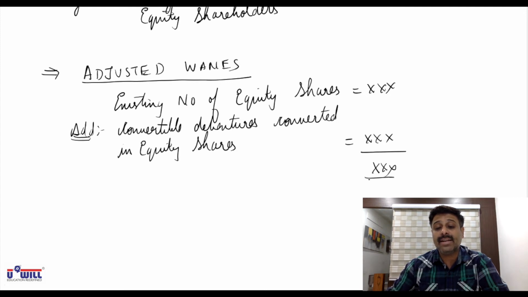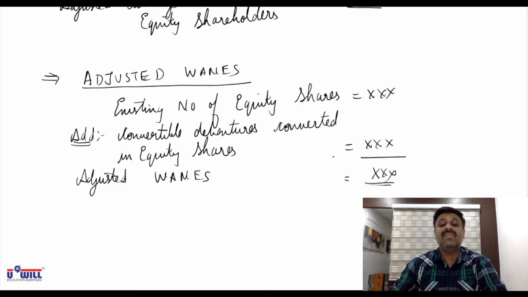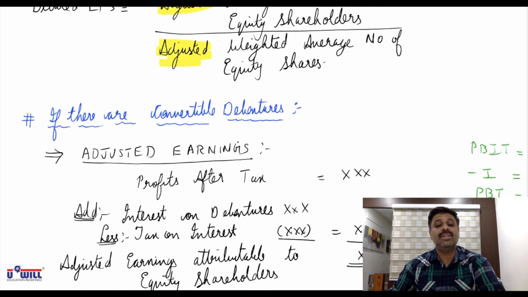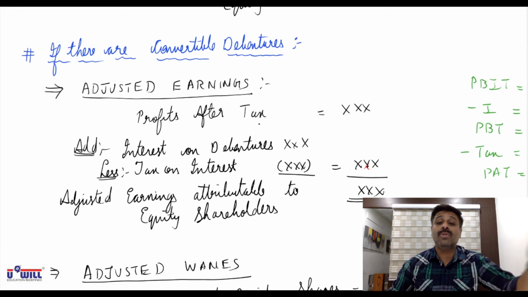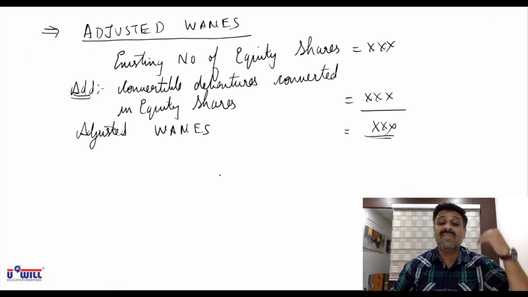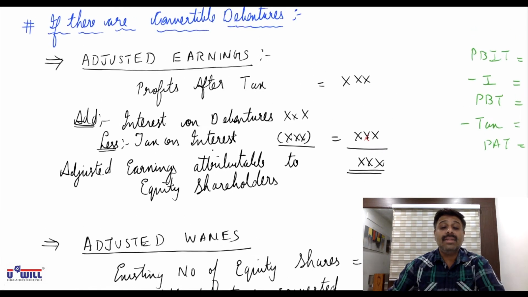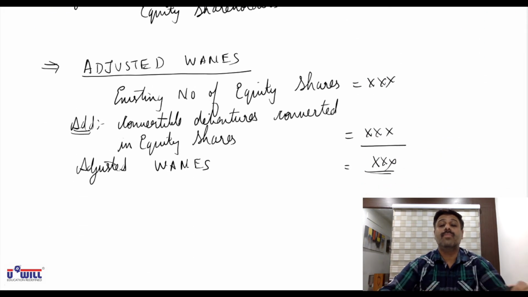And what we will get is adjusted weights. And then you apply the formula adjusted earnings divided by adjusted weights. So if debentures get converted into equity shares in future, what would be the future profits and what would be the future number of equity shares? That is shown by adjusted earnings and adjusted weights.